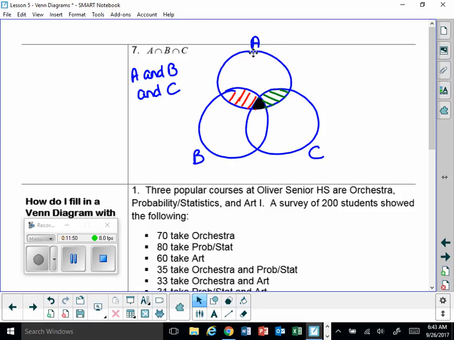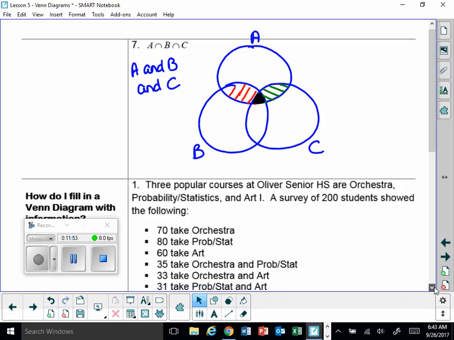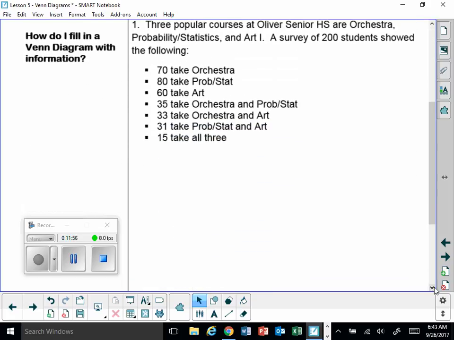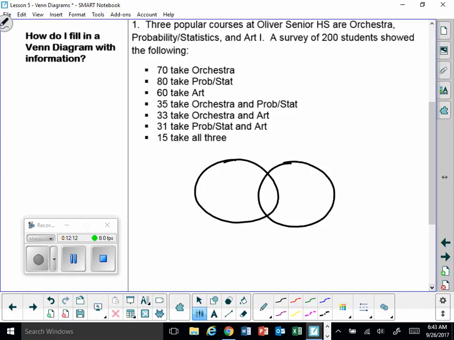All right, we've got 2 more questions, and with both of these, we're actually going to fill in some information. 3 popular courses at Oliver Senior High School are Orchestra, Prob Stats, and Art 1. A survey of 200 students. Okay. 70 take orchestra. So the whole circle here is going to be 70. 80 take prob stats. The whole circle is going to be 80. 60 take art.